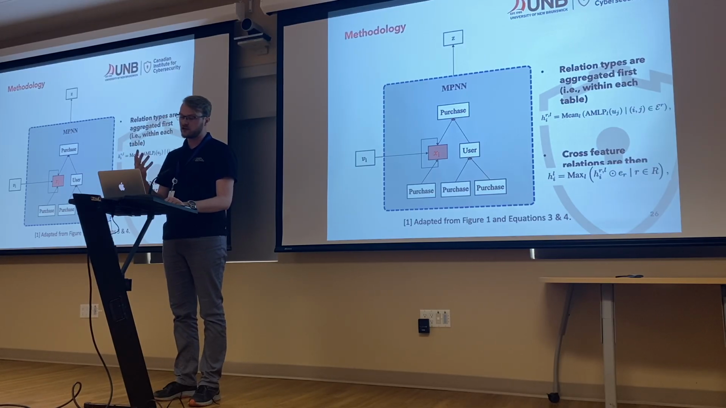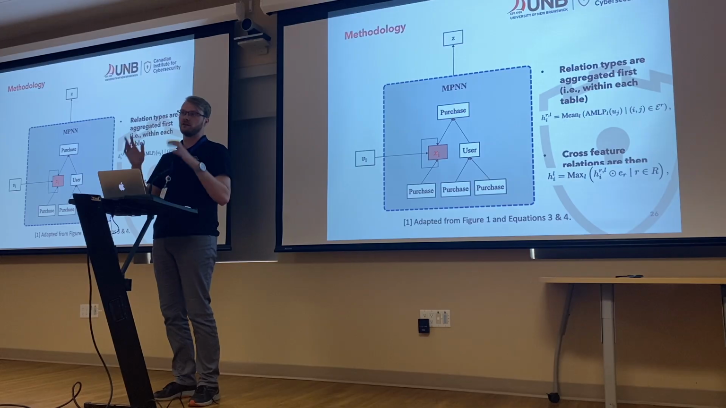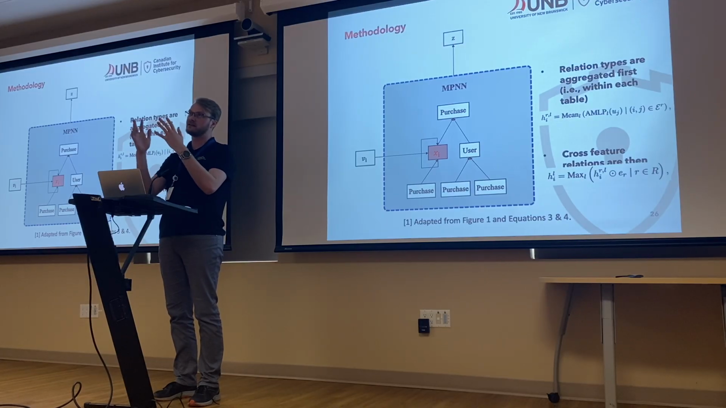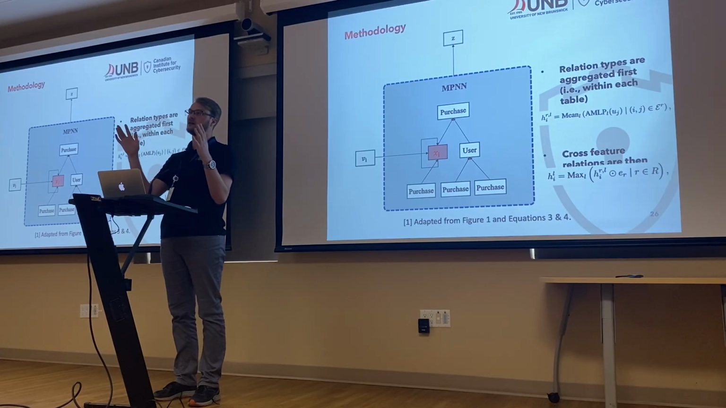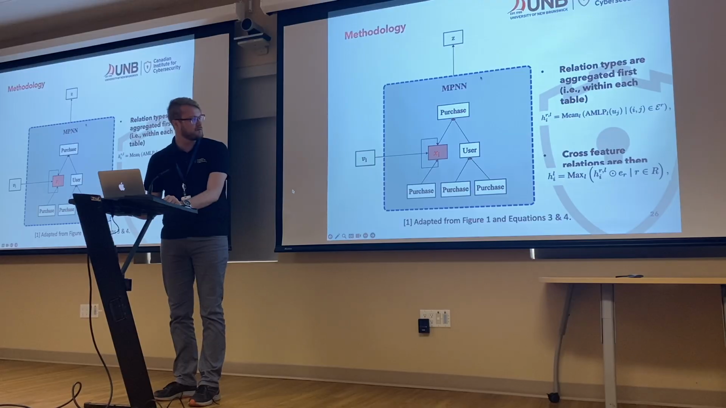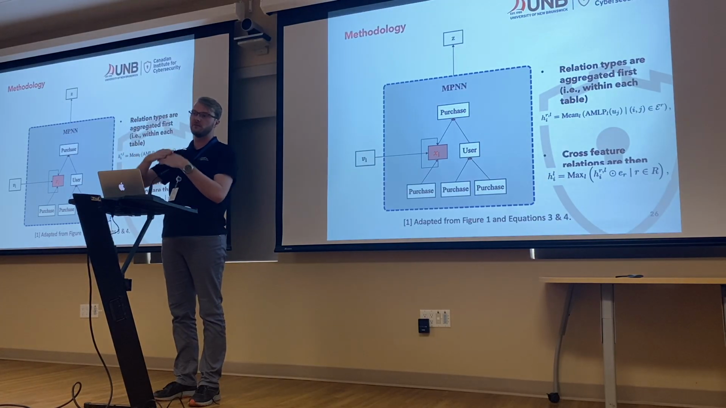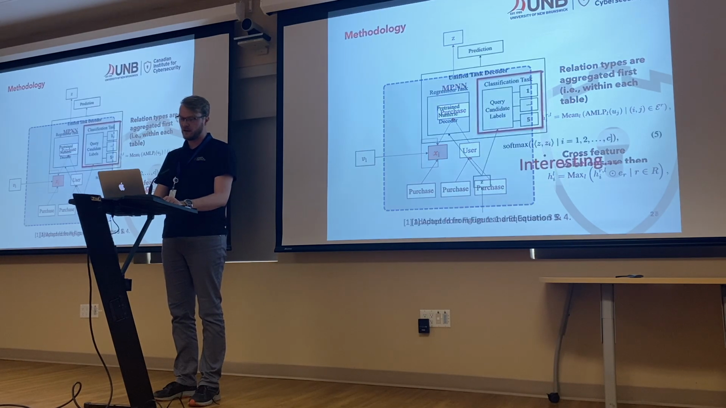or within relation types first, and by relation type, I literally just mean the single table. So messages are going to be passed in this rooted subtree within a single table first. And then once those representations are created, we'll start to combine them across the different tables themselves. So that's a little bit on the message passing neural network.